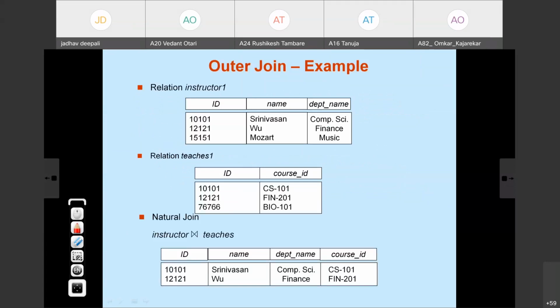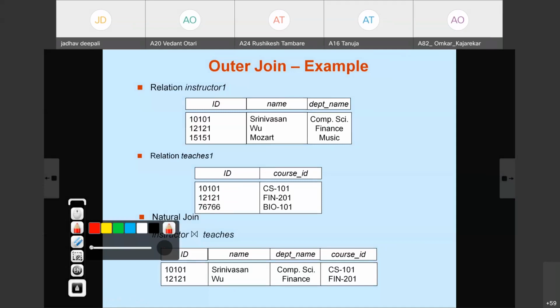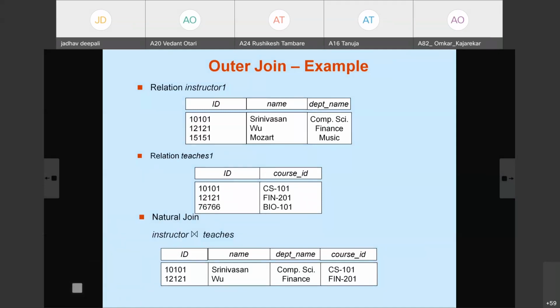So, what does loss of data or missing content mean? Now see, two examples are given. Two relations are given, instructor 1 and teachers 1. Instructor 1 has these three attributes and teachers has these two attributes. Three tuples are there in both relations. Now we want to make the natural join of these two.